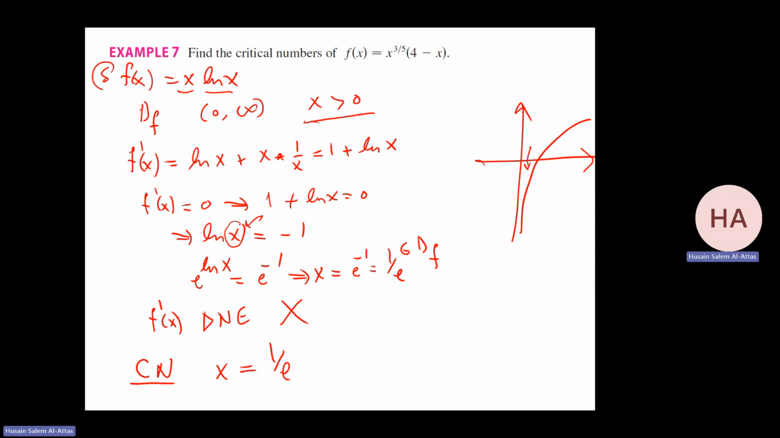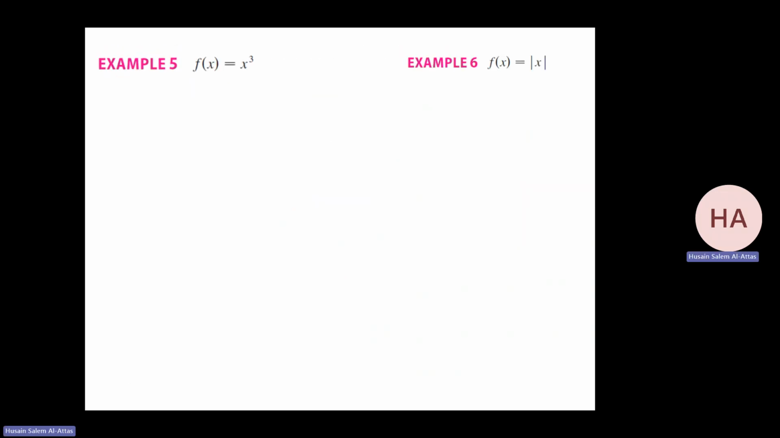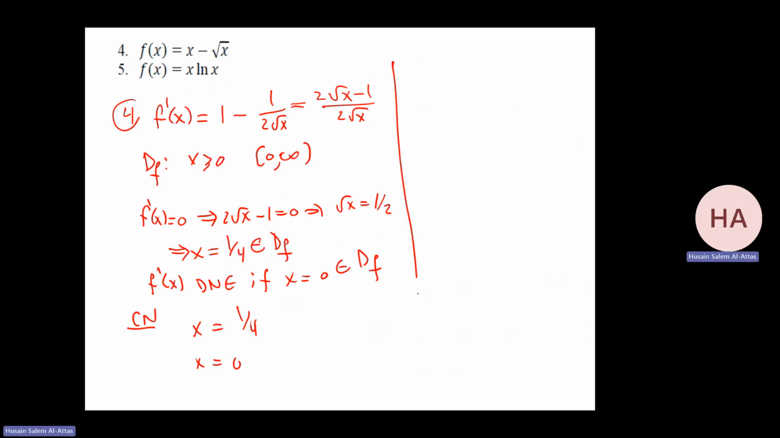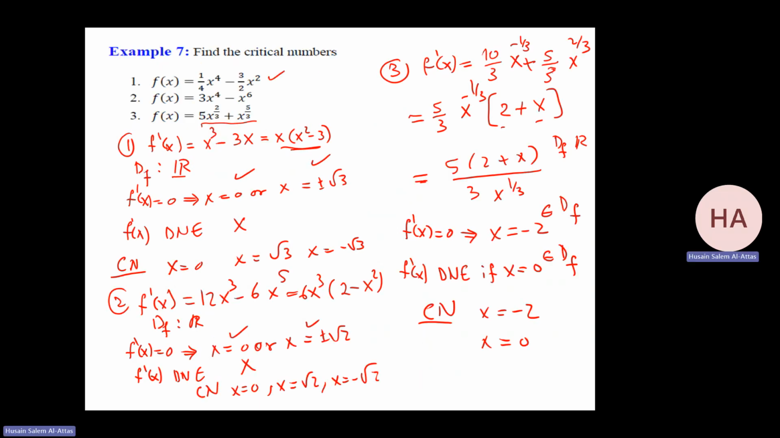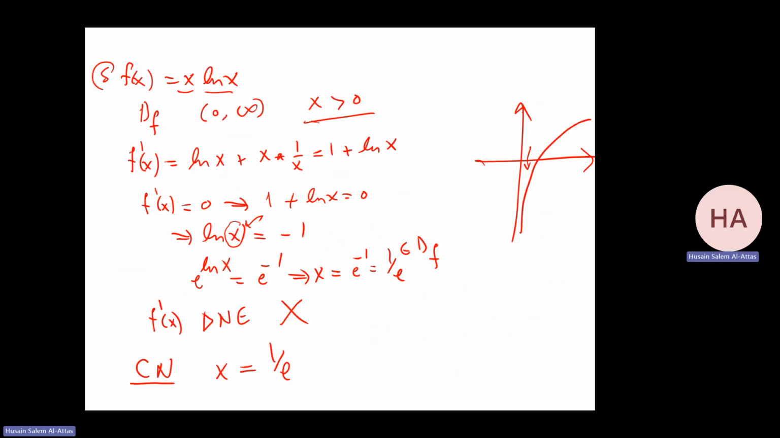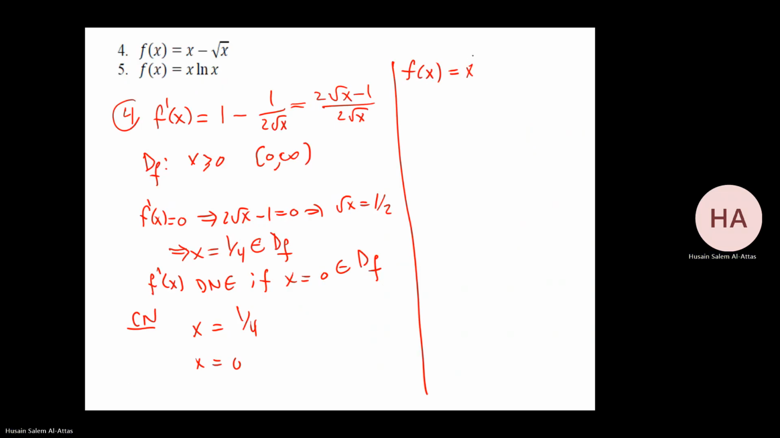Let me do this number here. So what is the function? Now I understand. x to the power 3/5 times 4 minus x. We'll do the same. What is the domain of f? All real numbers. We have no problems because this is a fifth root, so everything is defined. Now, what is f prime?